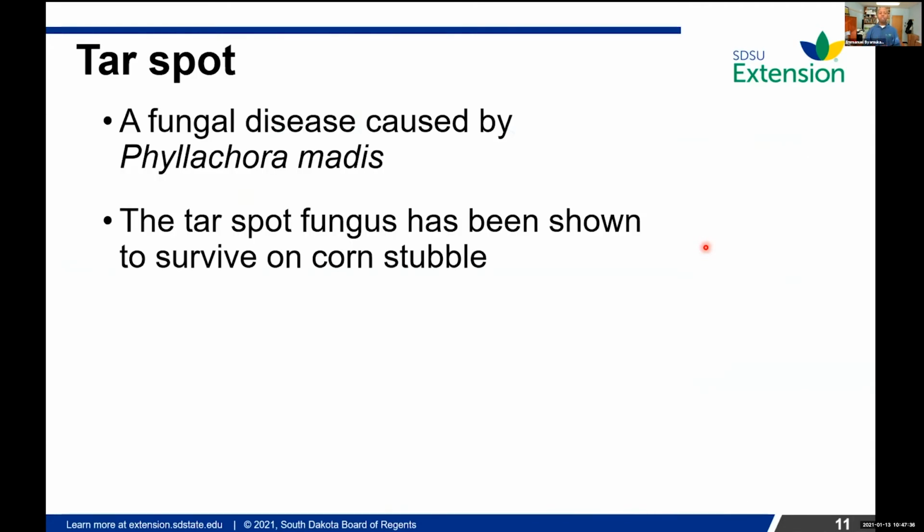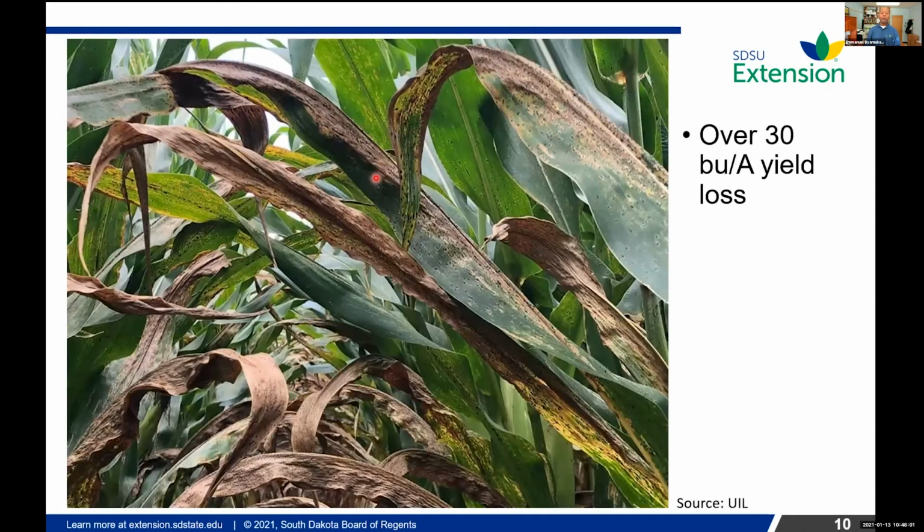So it's a fungal disease and it's caused by this fungus called Phyllachora maydis. They have shown that this fungus can survive on stubble. Some of the initial studies done at Iowa State, where they just put it in a residue and left it in the field, came back next year and the pathogen was still surviving. So preliminary data shows that it can survive on corn stubble.